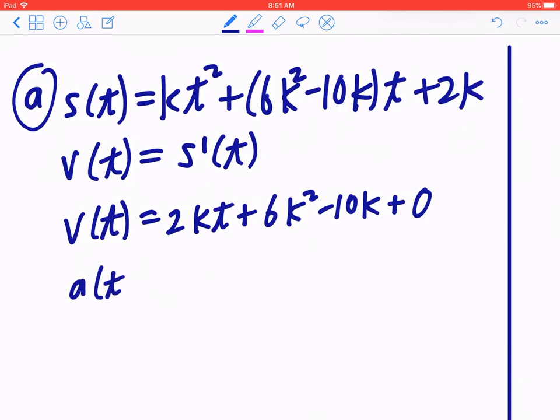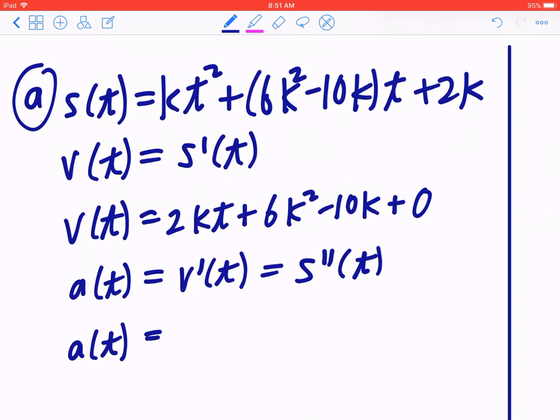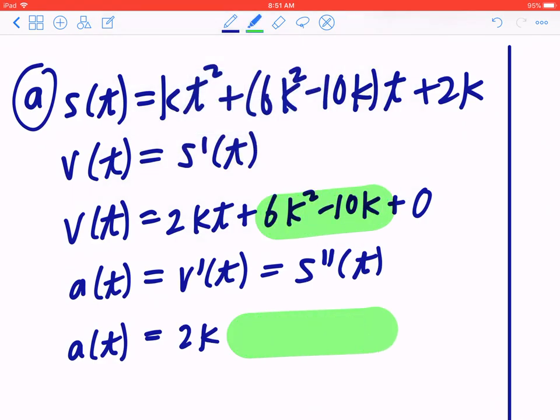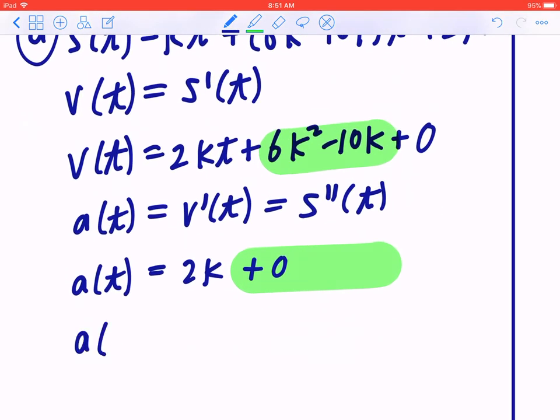Step 2. To find acceleration, you have to find the derivative of velocity. Or, if you're starting from the beginning, you're really finding the second derivative of displacement. So in this case, a of t equals 2k. And again, 6k² minus 10k is a constant. So when you find the derivative, that becomes 0. So acceleration equals 2k, which is basically a constant.